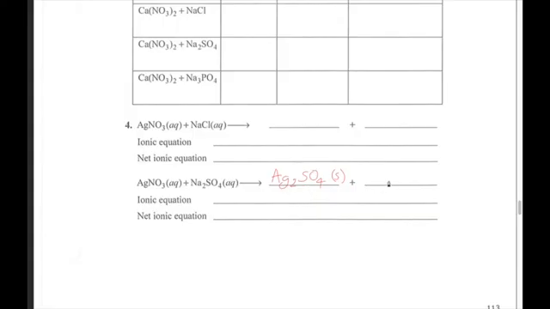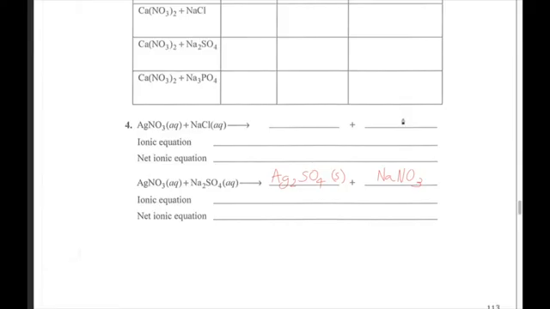Now, what's the other product that we make? Well, we have sodium nitrate. What's the formula of sodium nitrate? Sodium has a +1 charge. Nitrate has a -1 charge. So sodium nitrate is just NaNO3. It's the same product, the same formula that we're going to have in this equation as well.